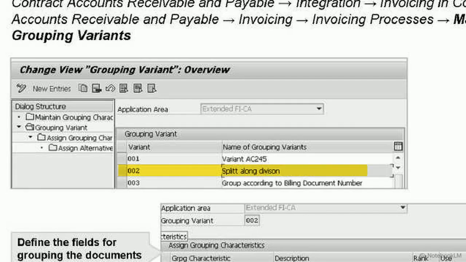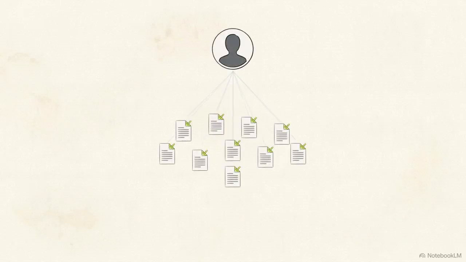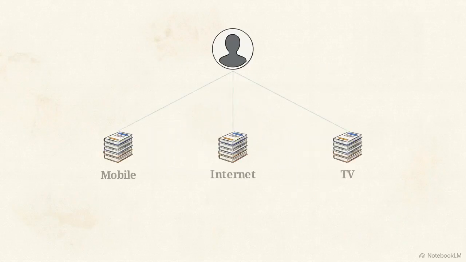Here, Variant 002 splits the output based on division lines. The parameters used are grouping characteristics, mapping directly to the FKK_INV_TRIG database structure. Below, the S-part characteristic represents the division field, breaking the default account-level cluster. As a result, the system generates separate invoices for different business lines, even when those charges belong to the same customer.